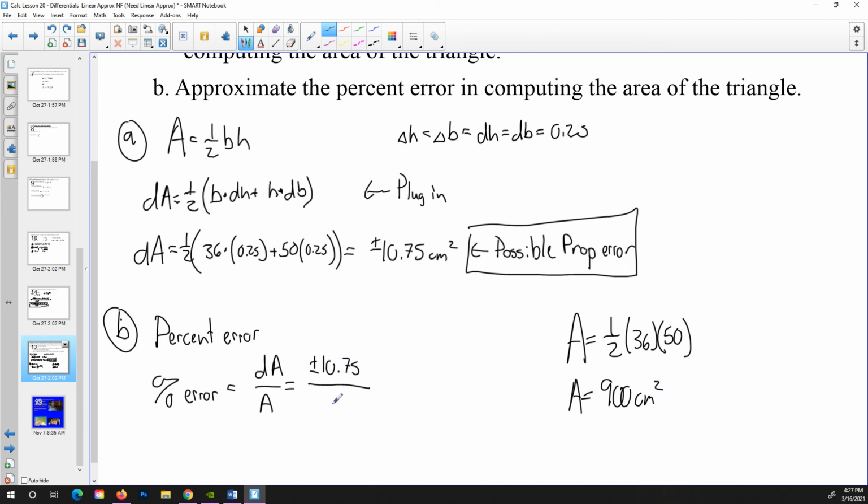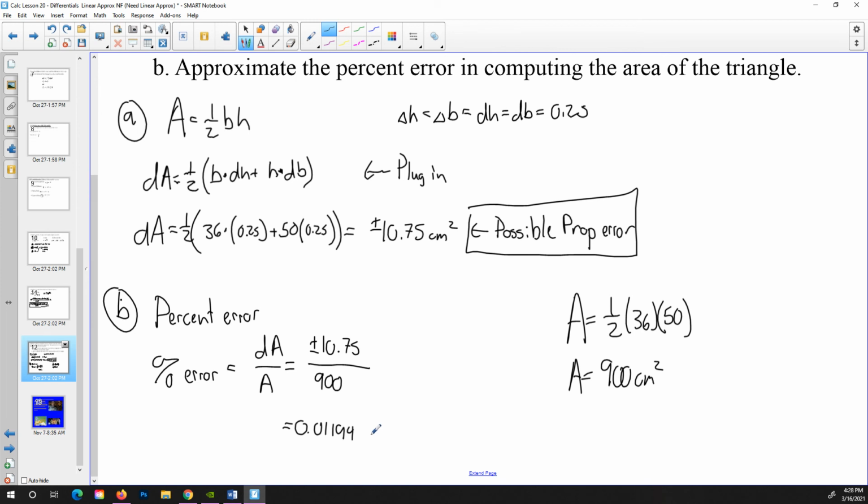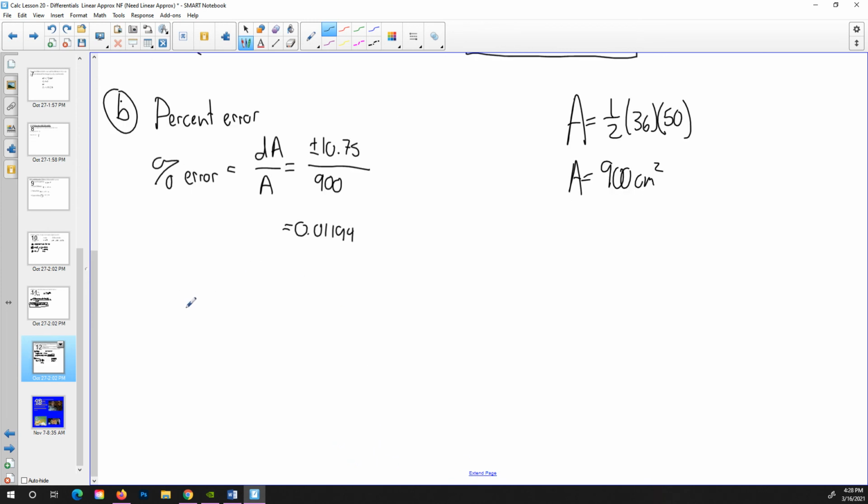And so we're going to take that 900, and when you do that division, you end up with 0.01194. Now that is not in percent. We have to multiply that by 100%. So we'll put the 100 here. We'll multiply 100 there, and we can say that this is plus or minus 1.194% error. That's what we have. All right there, folks. That one wasn't as bad as the past two, so we'll take a gift when we can get one.